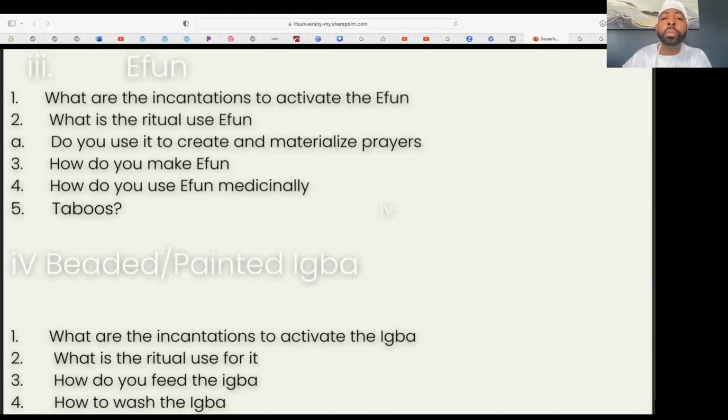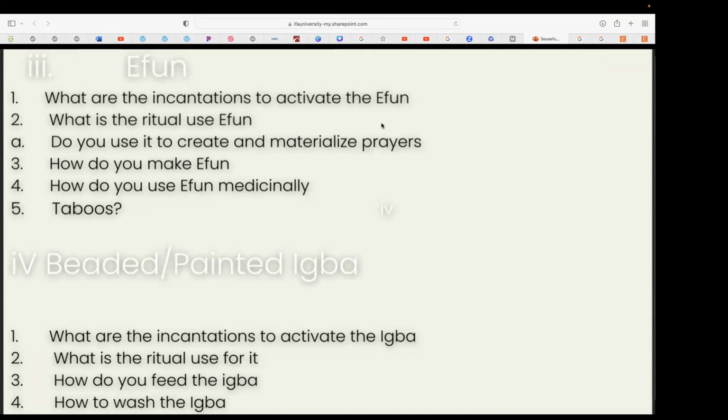So those are the usefulness of Efun. And also, when we are doing Oro Ọbàtálá, you will need it. It's part of the material they use to make some marks on your body, some dots on your body. You get it? So those are the importance and usefulness of Efun. They are good medicinally, and they can be used for rituals.